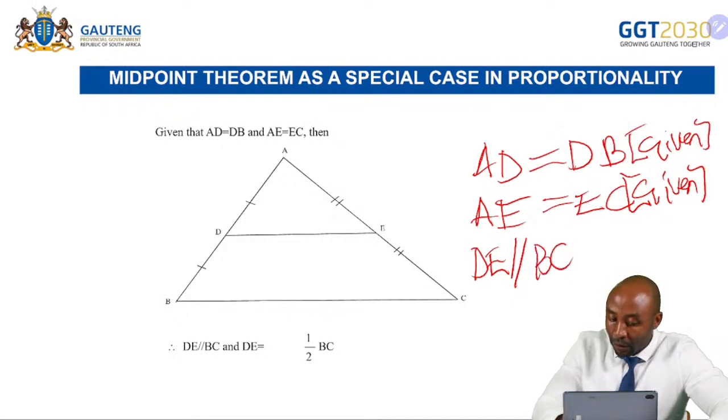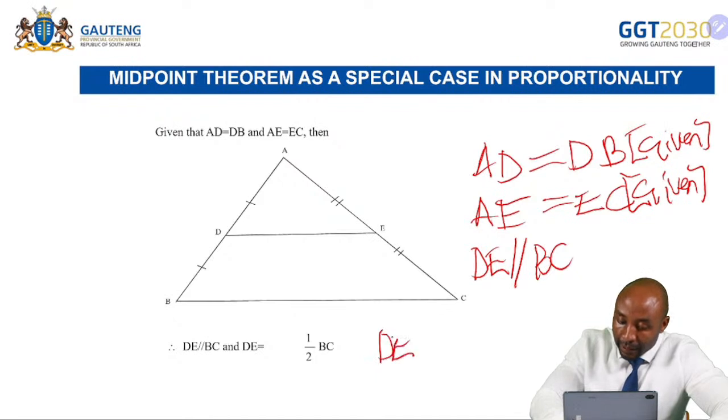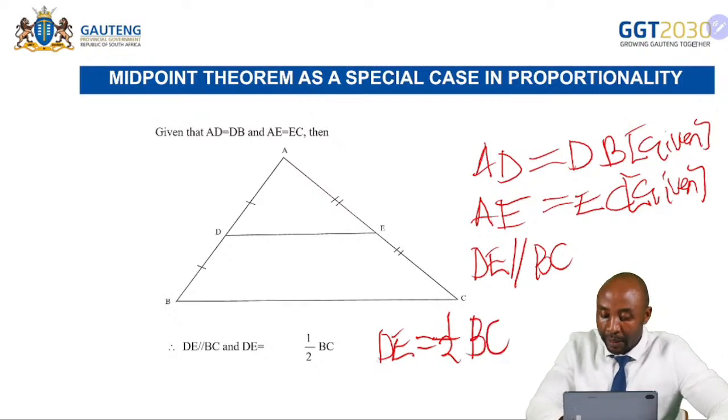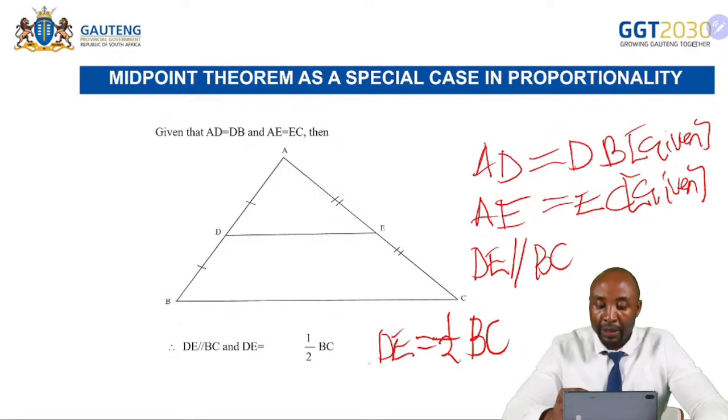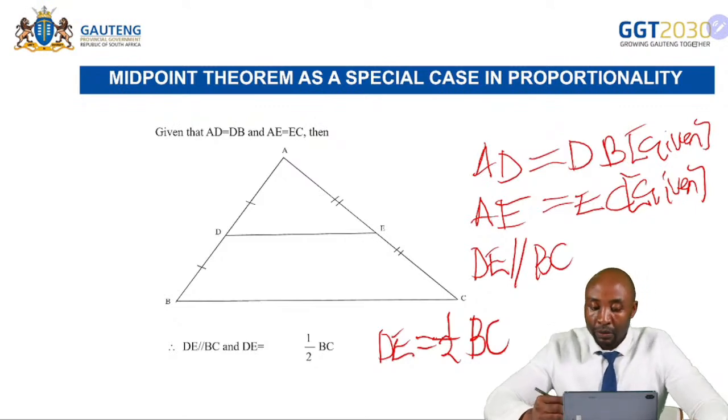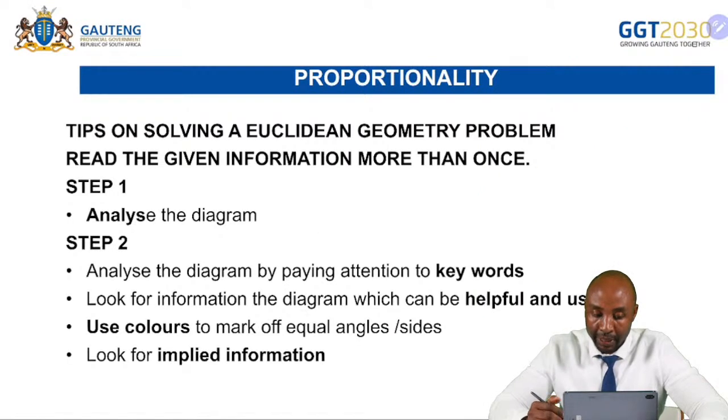And furthermore, you are able to also deduce that the length of DE will be equal to half the length of BC. So if they give you information about DE, you are able to get BC. If they give you information about BC, you are able to get DE as well. It works either way. Whichever information you are given, you should be able to use it to help you get your missing information that the question requires you to find out.